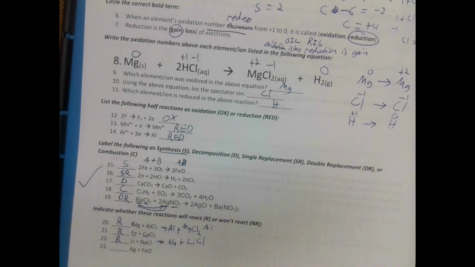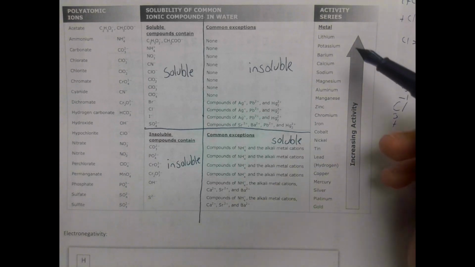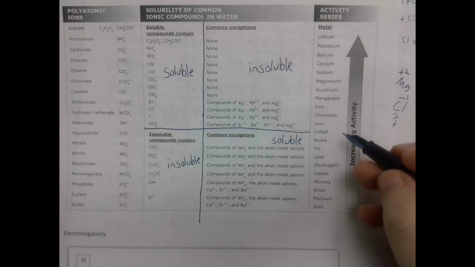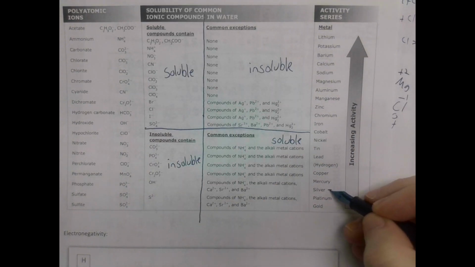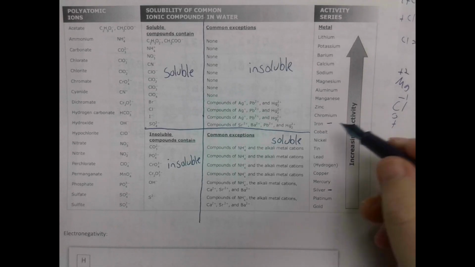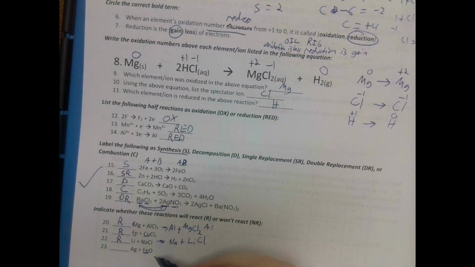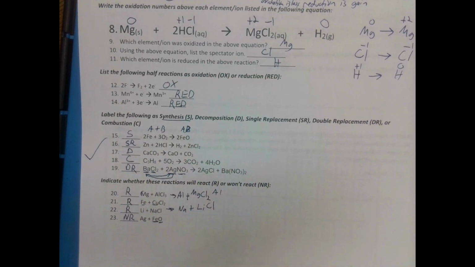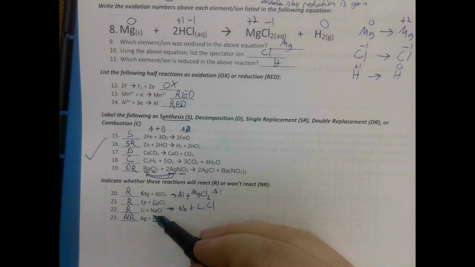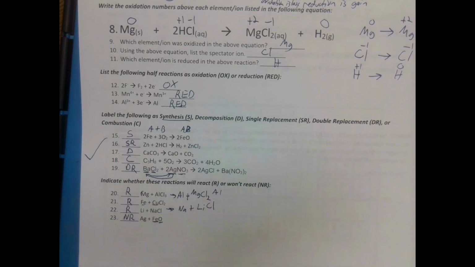That will react. Silver versus iron. So silver is right here and iron is right here. Iron is more active. Iron will always stay attached to oxygen. Silver cannot replace it. So this will not react. So iron is more reactive with oxygen than silver is.